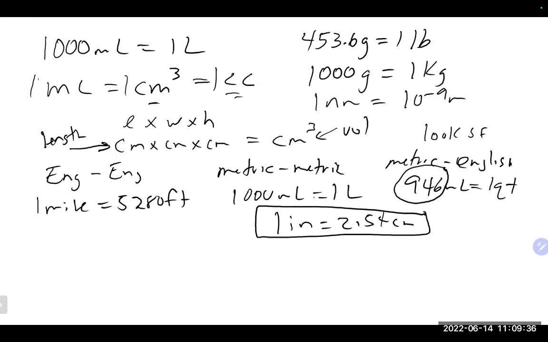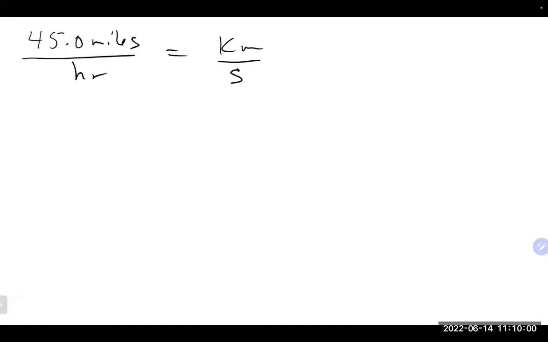So once again, if we had something like 2 types of units, all right? So if I was driving a respectable 45 miles per hour, and I want to know how many kilometers per second that was, I would approach this the same way. I would do really 2 conversions.